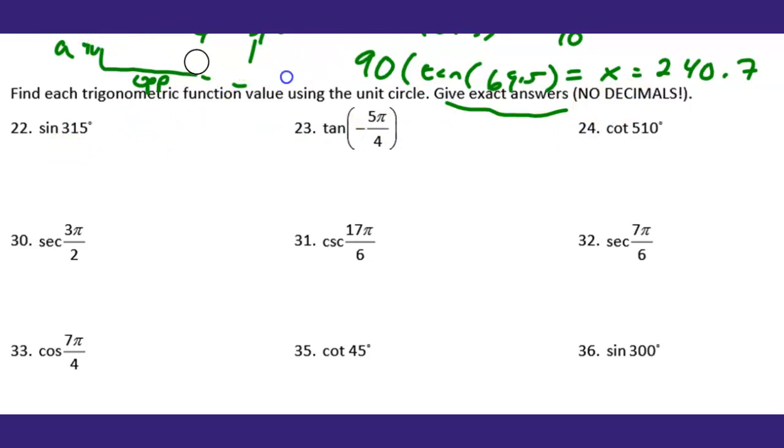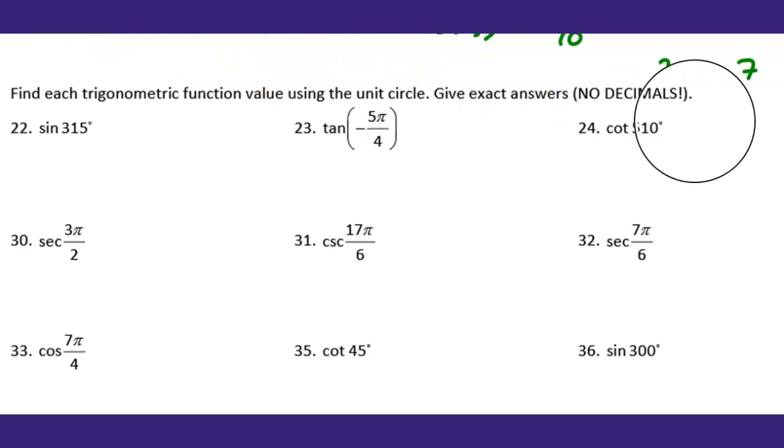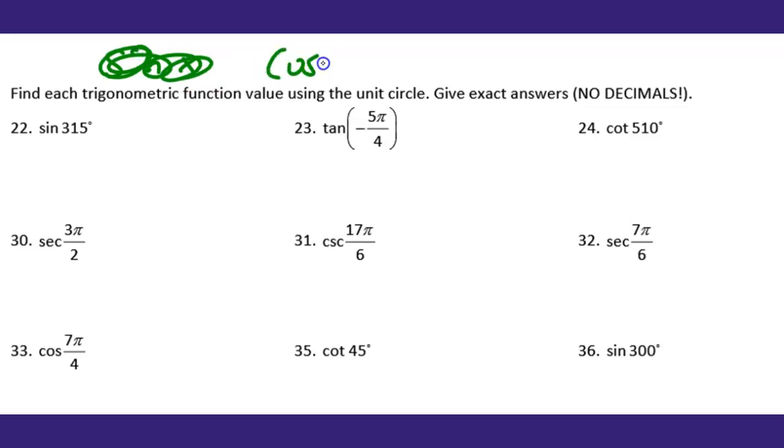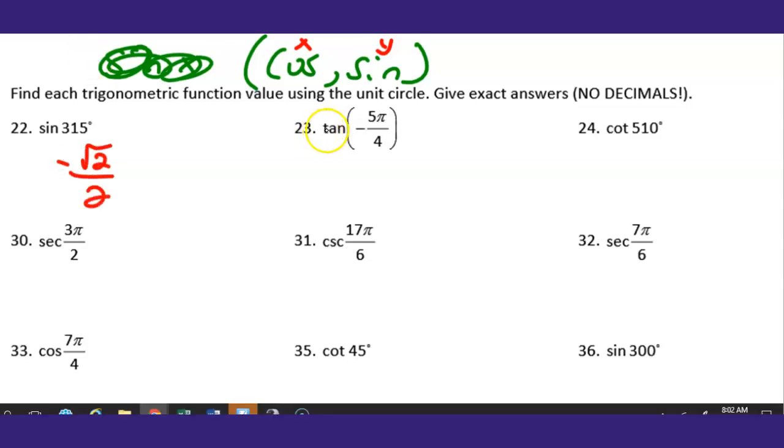Let me write this down for you so you have a reference as you work through these. I'm sorry, cosine is x. Sine is y. So when I go sine of 315, that is going to give me negative square root of 2 over 2. All right.